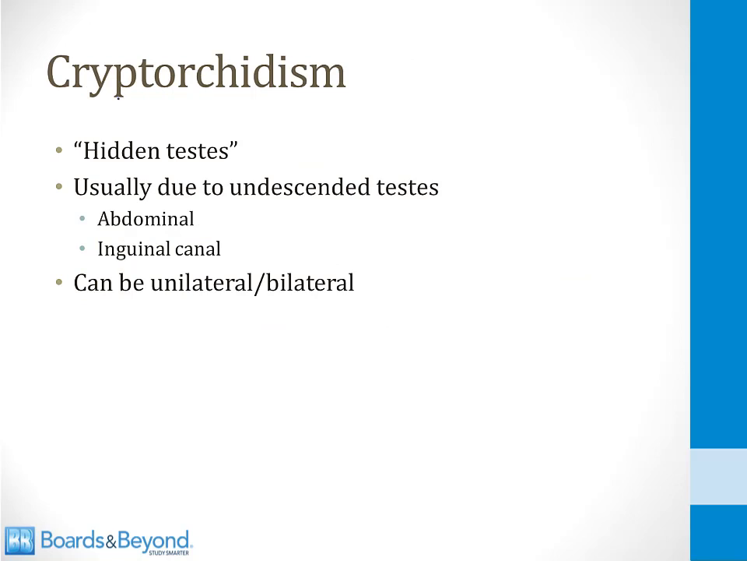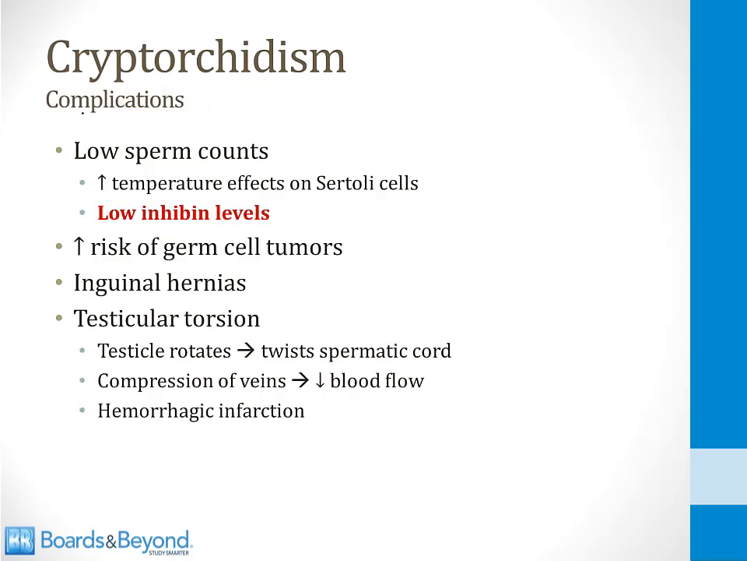This is important in the disorder called cryptorchidism, which literally means hidden testes. This is usually due to undescended testes that remain in the abdomen or stay in the inguinal canal and do not travel all the way into the scrotum, and it can be unilateral or bilateral. In either case, the testes will be exposed to higher than normal temperatures. Now that you understand that, you can understand some of the complications of cryptorchidism.